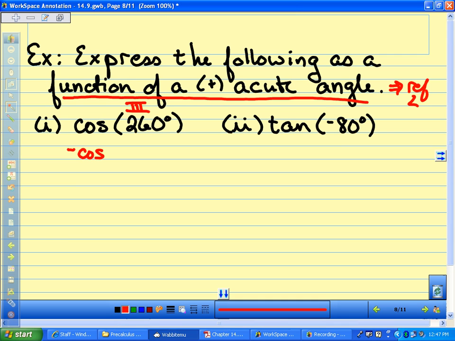Tangent's positive in 3, so sine and cosine would have been negative here. Okay. So that's the first purpose for finding your quadrant, is you determine if you're positive or negative. Now, if it was positive, we would have done nothing there. We just would have still had cosine.